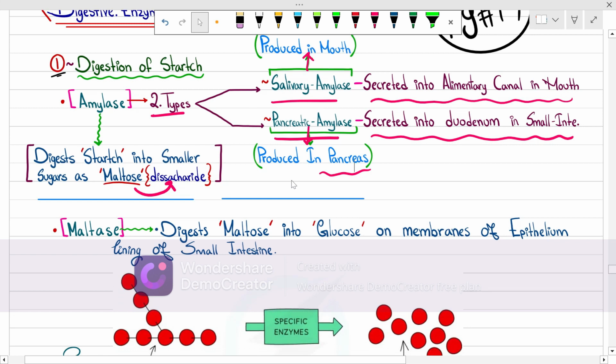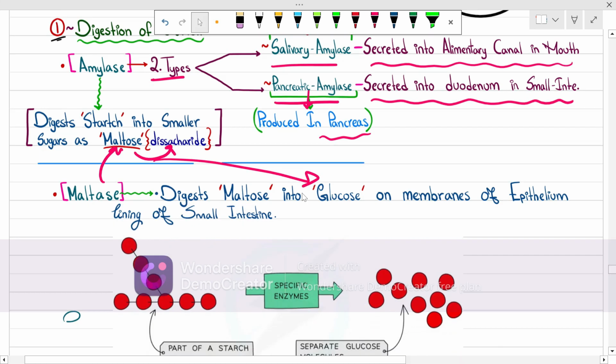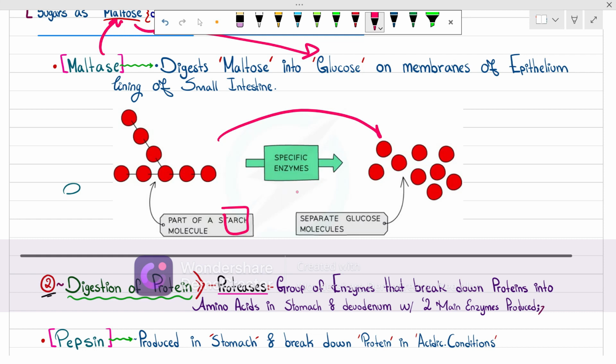After amylase digests starch into maltose, either by salivary amylase or pancreatic amylase, then maltase is another enzyme that digests maltose into glucose. This occurs on the membranes of the epithelium lining of the small intestine. So this is a molecule of starch. Amylase digests the starch into maltose, and maltase digests maltose into glucose.